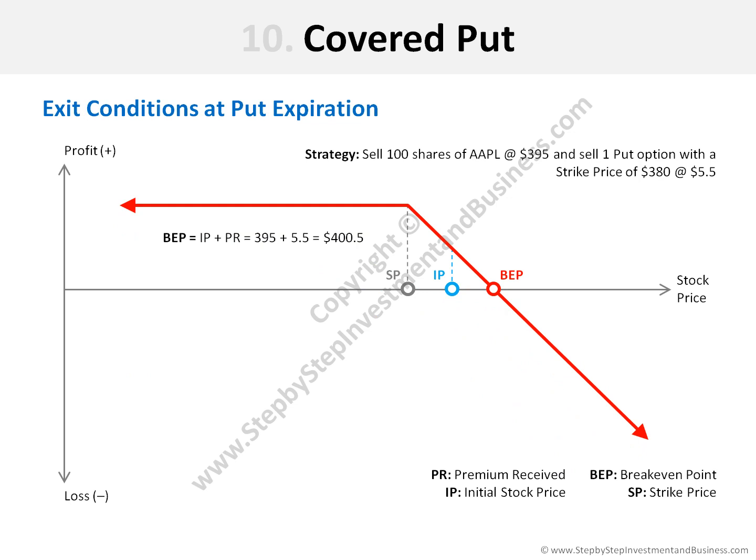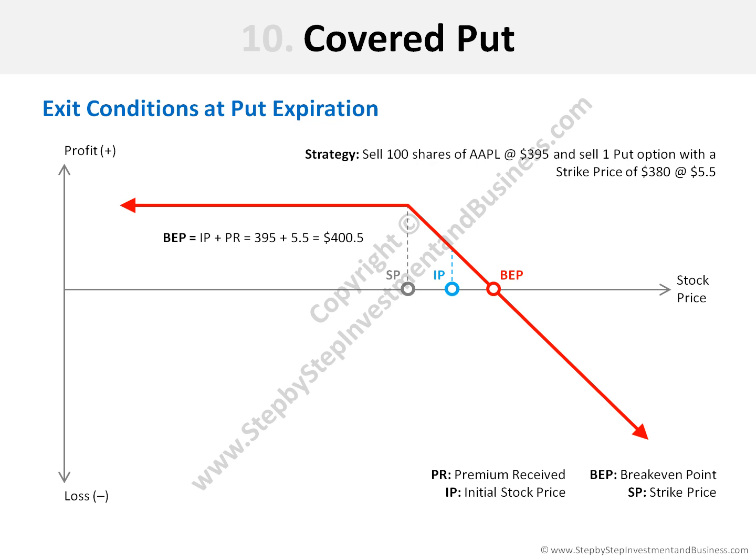Suppose we sell short 100 shares of Apple at $395, and at the same time we sell one put option with a strike price of $380 at a premium of $5.5. Notice that the put is out of the money, because its strike price is lower than the stock price. Therefore, the break-even point of the position is equal to the stock price at trade initiation plus the premium received. In our case, $395 plus 5.5, which is equal to $400.5.